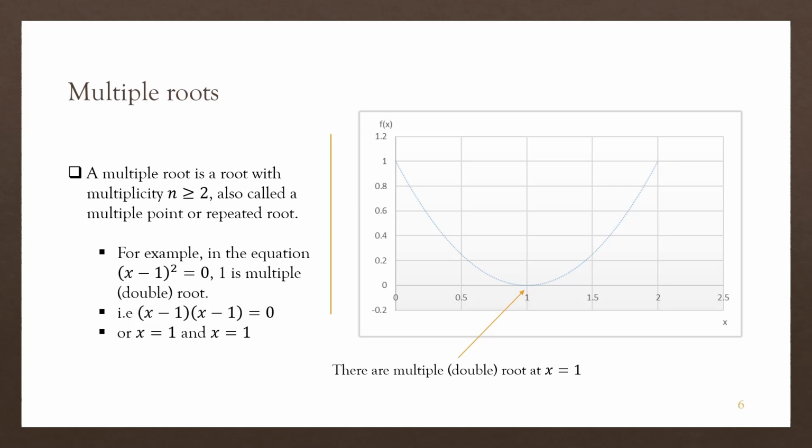If you can see in the figure above, where the root occurs, the curve touches the x-axis tangentially. In this particular graph, the curve goes down from left to right, and then it touches the x-axis. At the x-axis, the curve is tangential to the x-axis, and then it goes back up.